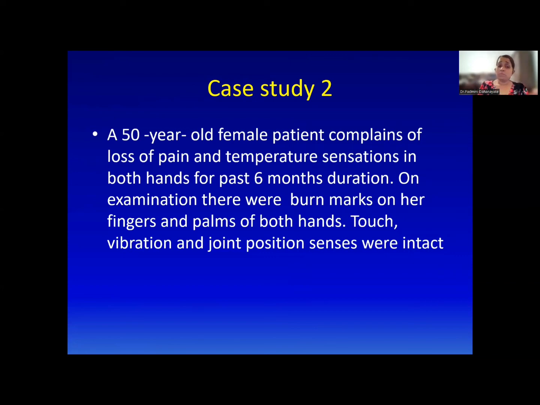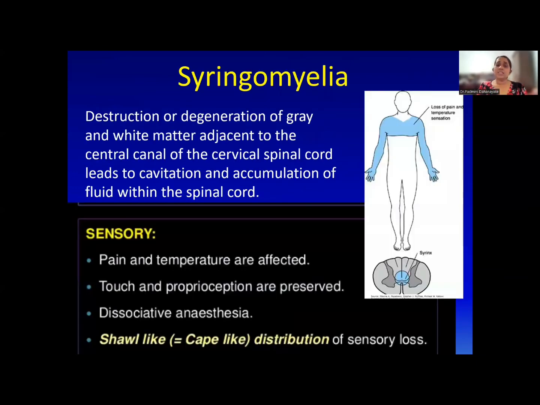50-year-old female patient complains of loss of pain and temperature sensations in both hands for past 6 months duration. On examination, there were burn marks on her fingers and palms of the hands. Touch, vibration, and joint position sensors were intact. So this is a condition known as Syringomyelia. Okay. That is due to destruction or degeneration of gray and white matter, which is adjacent to the central canal of the cervical spinal cord, which leads to cavitation and accumulation of fluid within the spinal cord.